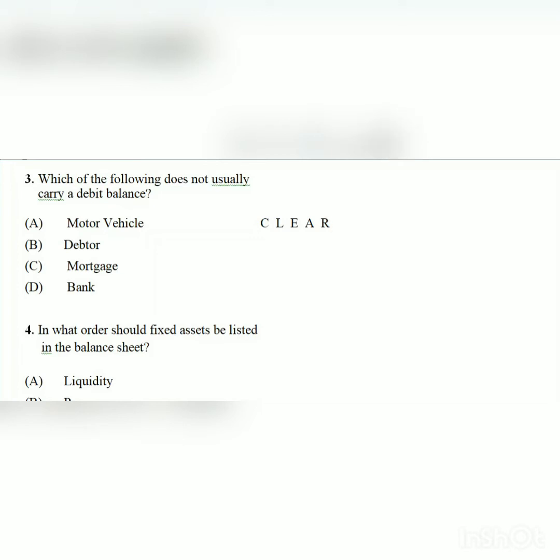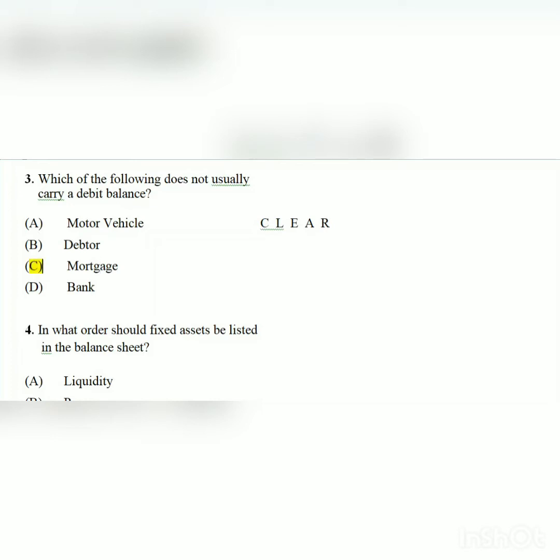So motor vehicle. Then and there we know that motor vehicle is an asset account. Therefore, it would carry a debit balance. Debtors. Your debtors, they are assets. So therefore, it carries a debit balance. Mortgage. Mortgage is a liability, something that you have to pay back. So your mortgage usually carries a credit balance. D. Bank. Bank, it's an asset to the business, and assets carry a debit balance. So our answer here would be C.